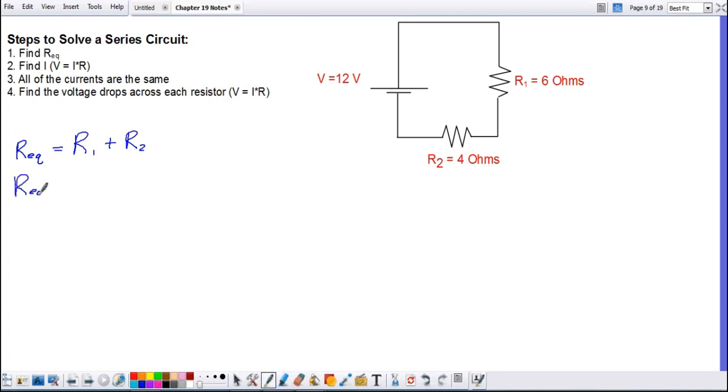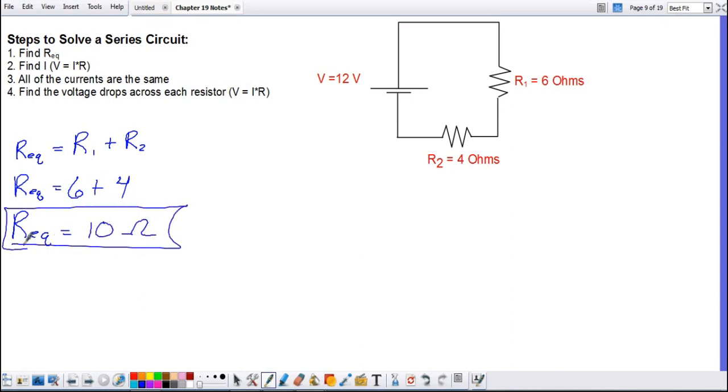So in this case, we only need to add the two resistances. So the equivalent resistance here is going to be the resistance across resistor 1, which is 6 ohms, plus the resistance of resistor 2, which is 4 ohms. So our equivalent resistance is 10 ohms. And we have completed step 1.